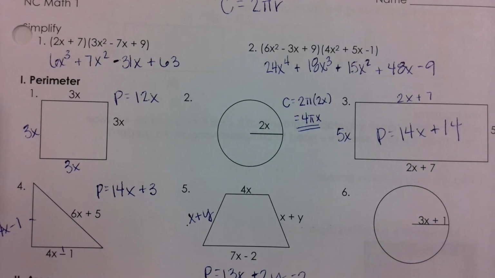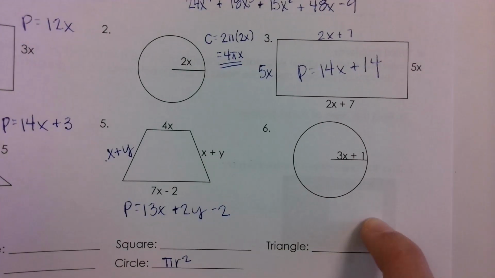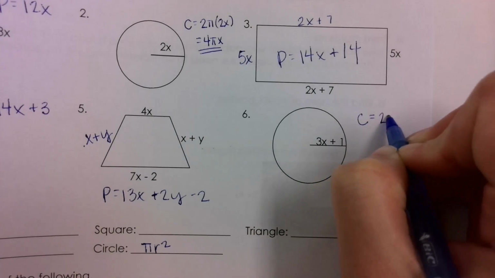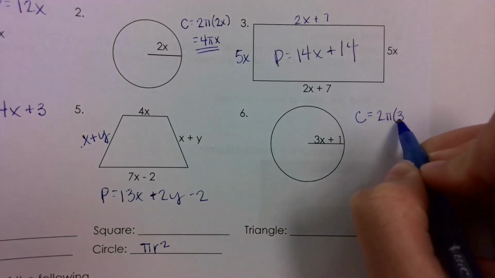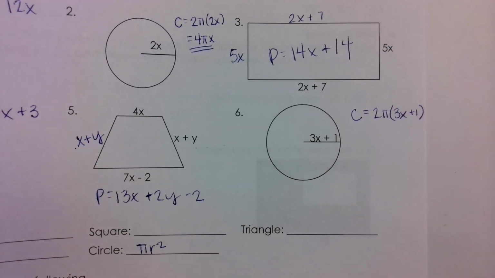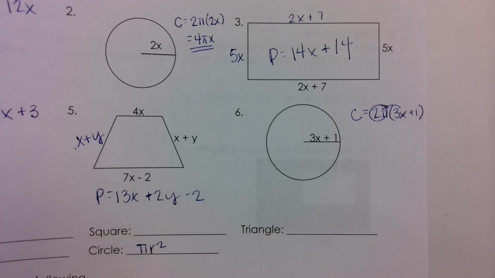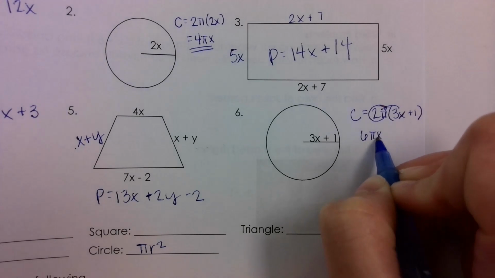All right, so we're going to do the same thing for number 6. We're still trying to find our circumference, or your perimeter around that circle. So what's our formula that's going to help us get there? 2 pi r. So circumference equals 2 times pi times your radius. Then what's our radius? 3x plus 1. So this time, what are we going to have to do to clean that up? Distribute, yeah. So what is 2 pi times 3x? 6 pi x.